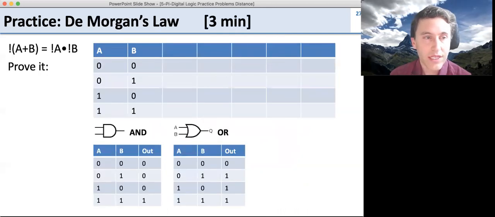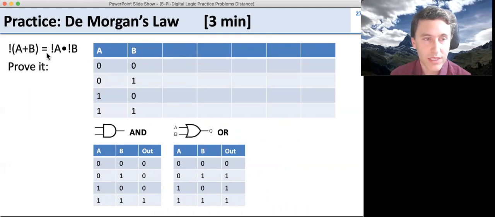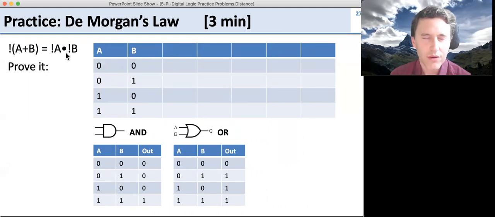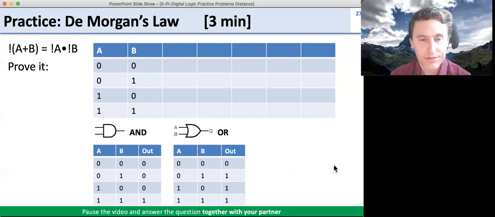All right, let's take a look at De Morgan's law. So De Morgan's law says that not (A or B) is the same thing as not A and not B. So here you've got the truth tables for 2 gates, and you've got your A and B, so go ahead and prove that this is the case.